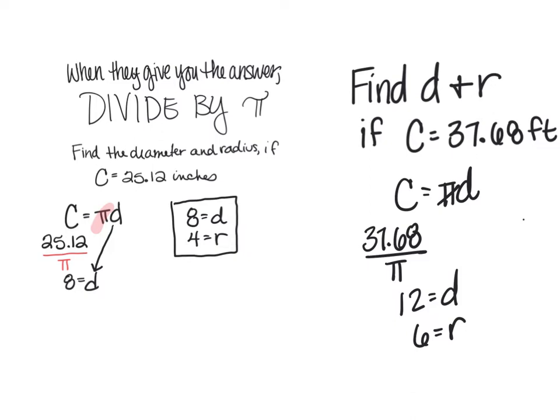The diameter, remember, is all the way across the circle. So to get the radius is halfway. What do we do? If we know the diameter is 12, we divide it by 2. Now I have a question. Is it 12 inches, 12 feet? And how do we know it's feet? Because it says feet on the 37.68. Good deal. So that would be 12 feet, and that would be 6 feet.